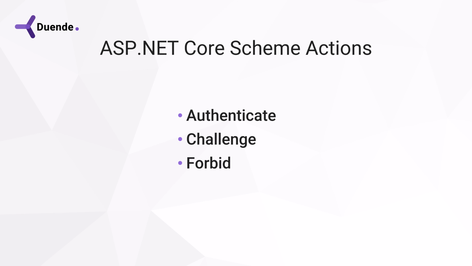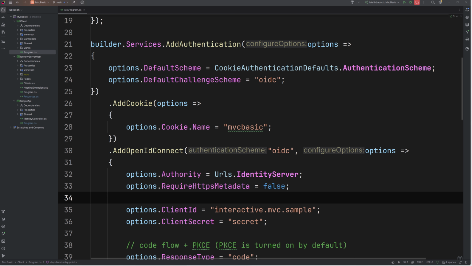For the cookie handler, for example, authenticate means extracting the user information from the cookie, and challenge will redirect to a login page, /account/login by default, and forbid will redirect to a page indicating access was forbidden. In this configuration, we're telling ASP.NET Core to use the cookie scheme for all actions. CookieAuthenticationDefaults.AuthenticationScheme is just a static string with the name of the scheme. There is one exception to the rule. For the challenge action, the OIDC scheme should be used.